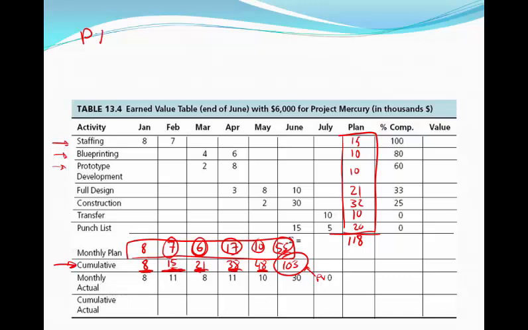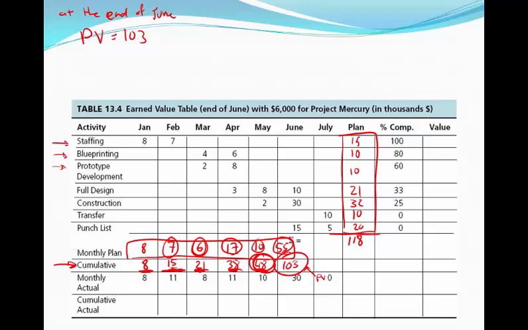So I'll write it up here. PV at the end of June is 103,000. If the question was what is the planned value at the end of May, you'd look at your table again and pick out the number at the end of May. But in this example, we're looking at the end of June. So far, we figured out the planned value.